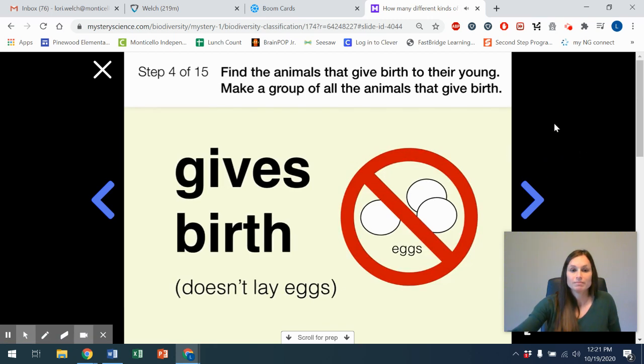On your animal cards, you'll notice that all of the cards say something about how the animals are born. Some animals lay eggs, while other animals give birth to their young. Find all the animals that give birth to their young rather than laying eggs. Make a group of all the animals that give birth. All right, look at the animal cards that give birth and the animal doesn't lay eggs. See if you can put those animals together.